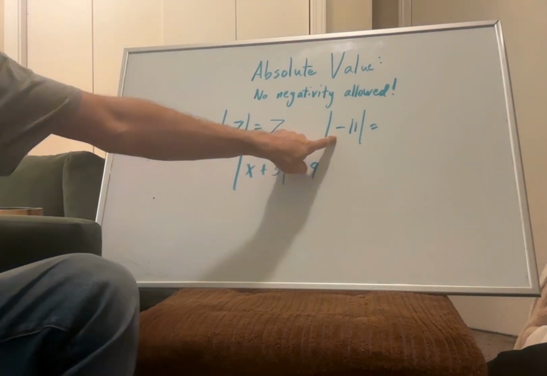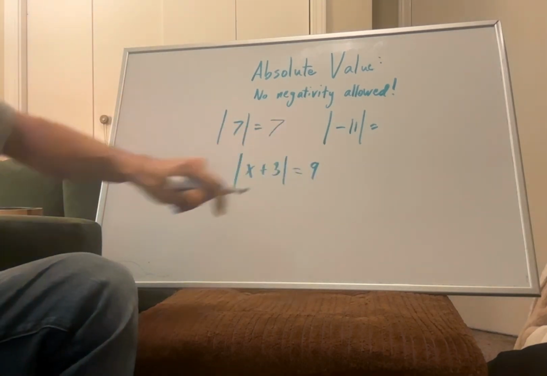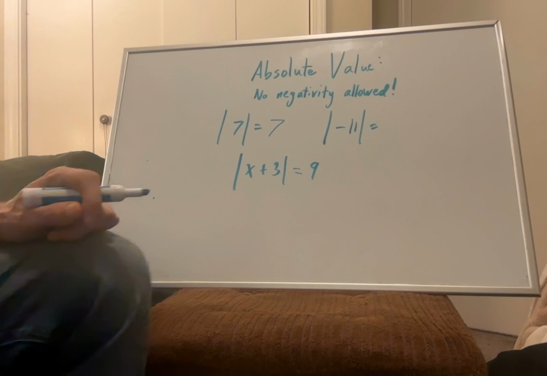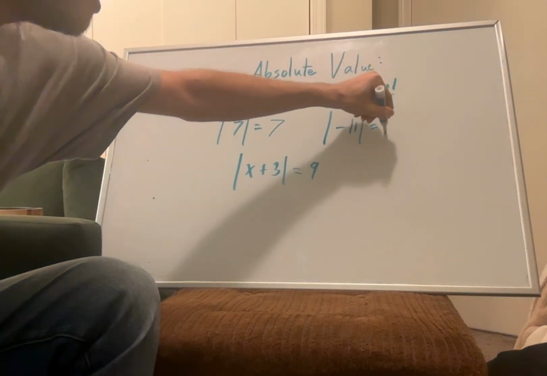Now, let's take a look at this one, the absolute value of negative 11. If I were to ask you how far negative 11 is from 0, you wouldn't say that negative 11 is negative 11 units away from 0. We would always think of it in the positive sense, much like when you think about how many miles you are away from a certain location. Since negative 11 is 11 units away from 0, the absolute value of negative 11 is going to end up being positive 11.